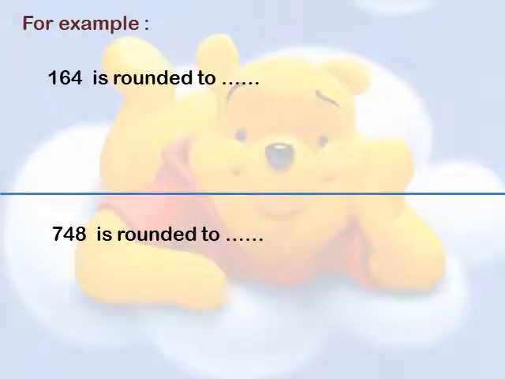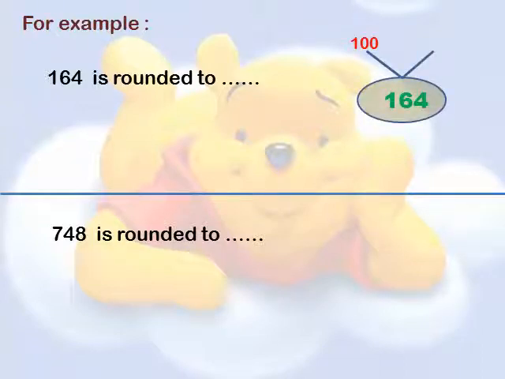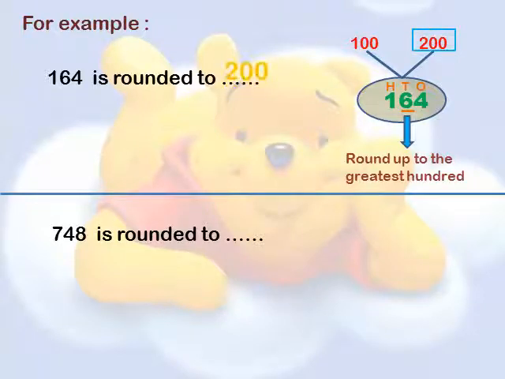For example, if I have 164 and I want to know what it's rounded to. I'm going to look first for what? Yes, for the tens place. And I'm going to say 164 is between which two hundreds? Yes, 100 and 200. Looking at the tens, 6 is weak or strong? 6 is strong. It will do what? Yes, it will round up to the greatest hundred. So it will be what? Yes, it will be 200.